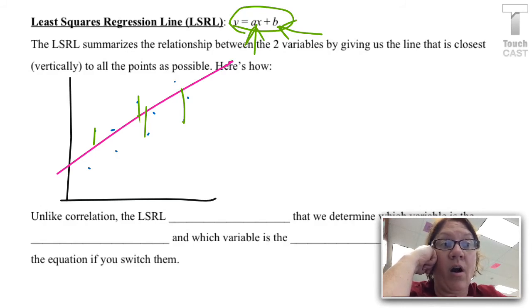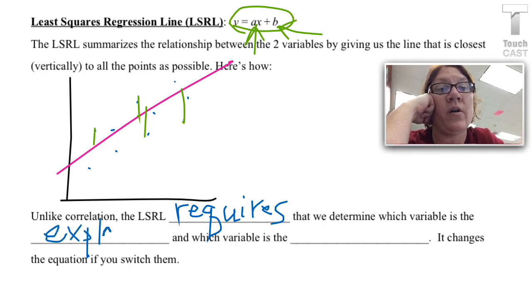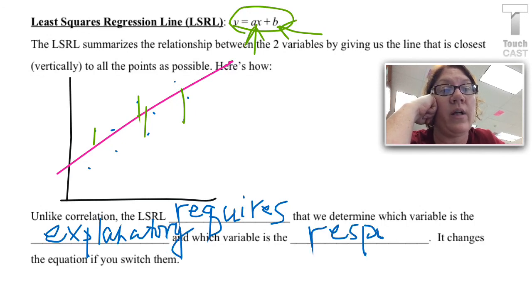However, unlike your R value, your correlation, the LSRL absolutely and positively requires that we know which variable is the explanatory and which variable is the response. If you get them backwards, you will have completely different equations, and one of them will not be correct.